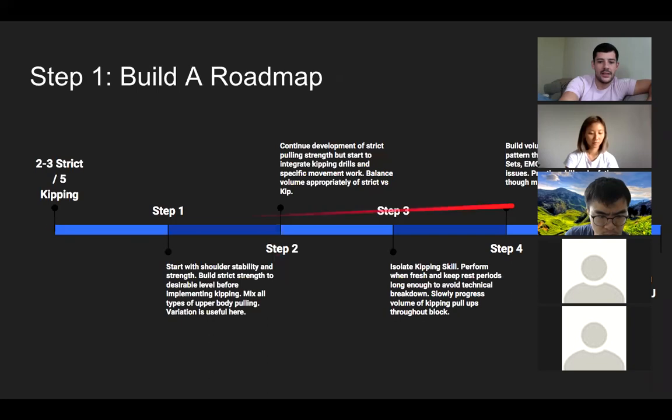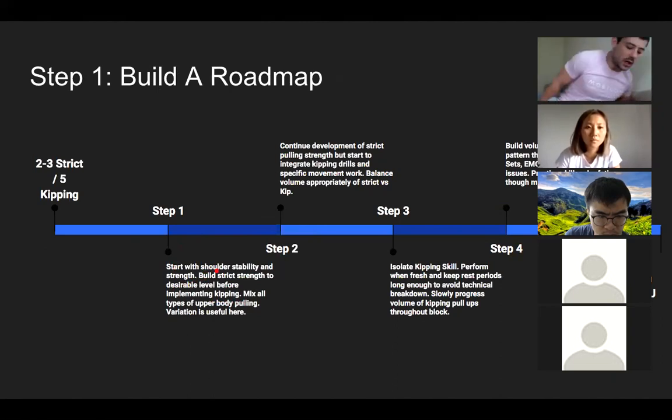Imagine from this end to this end is your macro cycle. That's your big long-term plan. Each one of these steps is your mesocycle. That's your little short-term block. And then week to week, inside each one of these steps, is your week-to-week planning, your microcycle, your 1 week, your sessions, etc. So if we want to get from 2 to 3 strict pull-ups and 5 kipping to your 20 unbroken kipping, what do you need to work on first?